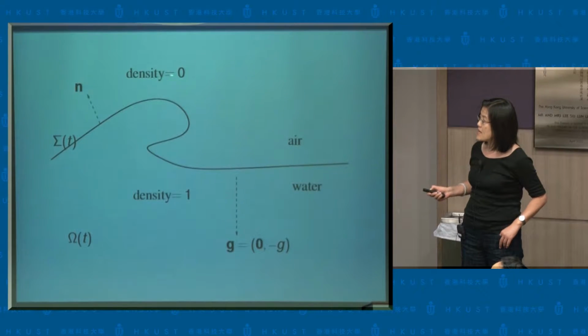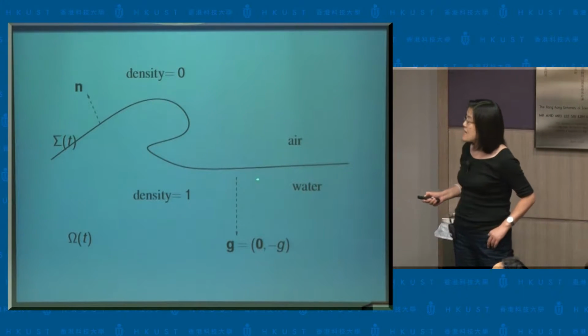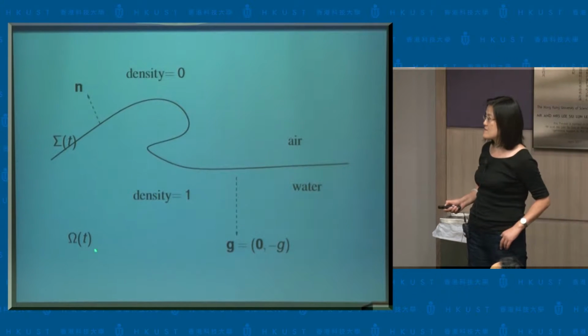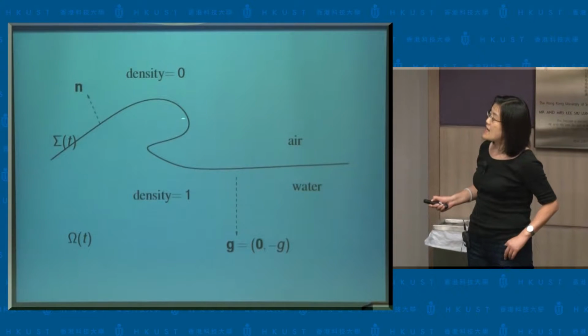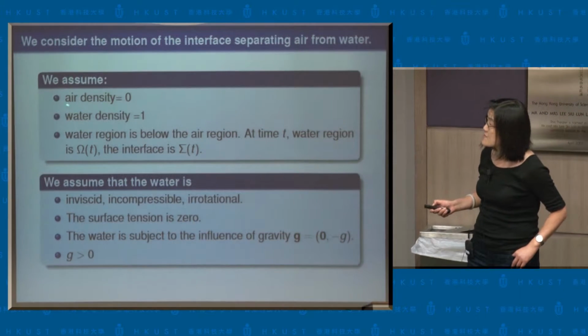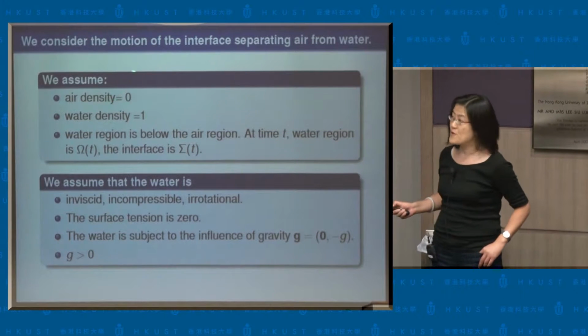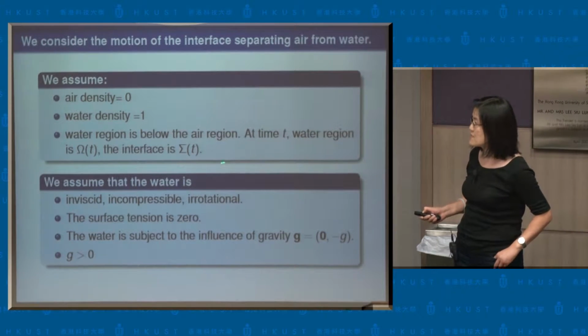I will assume that the density of the air is 0. That means I will neglect the effect of the wind. I assume the density of the water is 1, and it's subject to gravity. I also make some other assumptions. Keep in mind the density of the air is 0, so there's no wind. I'm neglecting the effect from the wind.